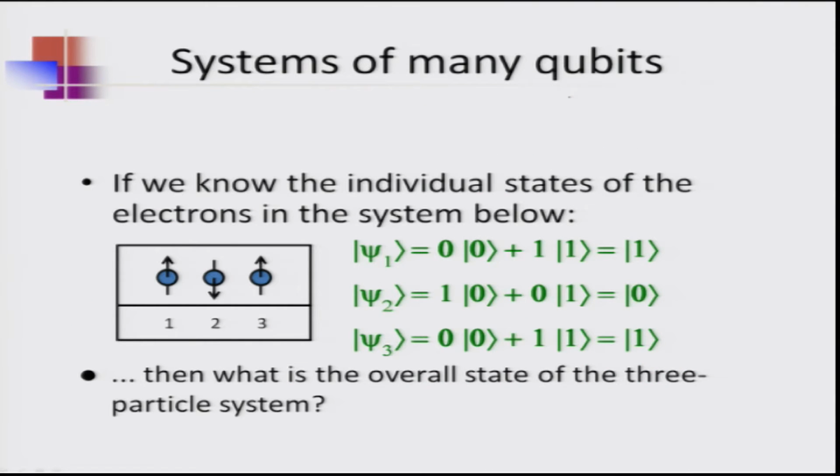Now, when you have more than one qubit, their internal rearrangement gives rise to many more conditions. So, for instance, if we know the individual states of the electrons of a system, say 3 electrons, their individual representation would give rise to 3 different possibilities of representing them.